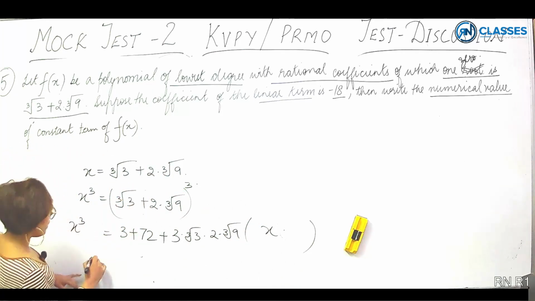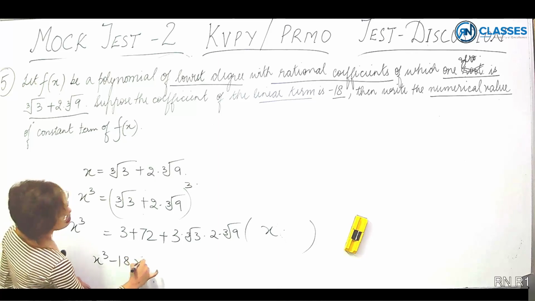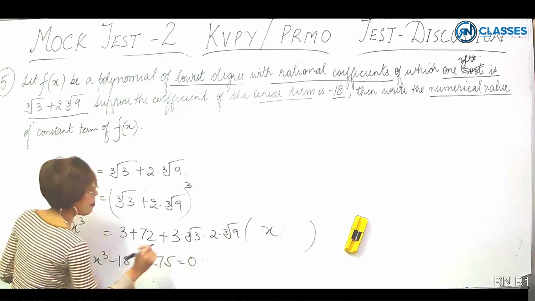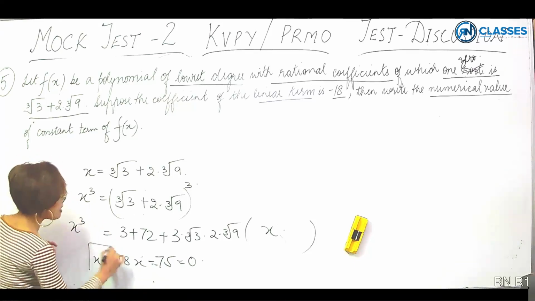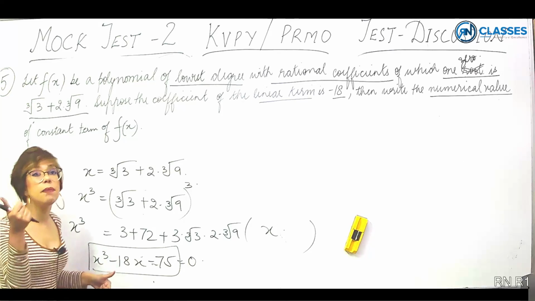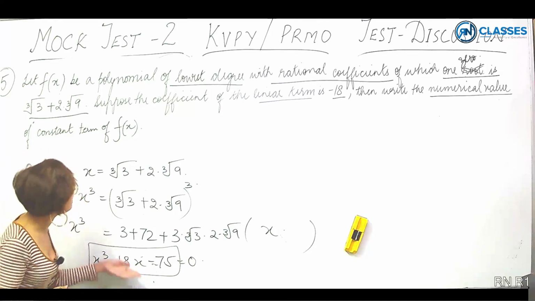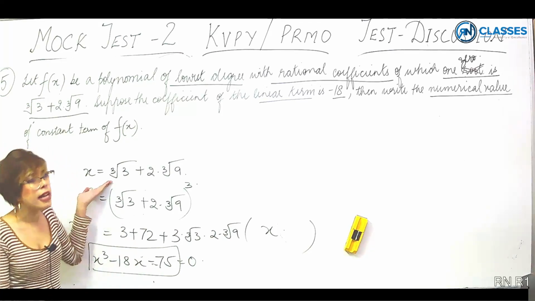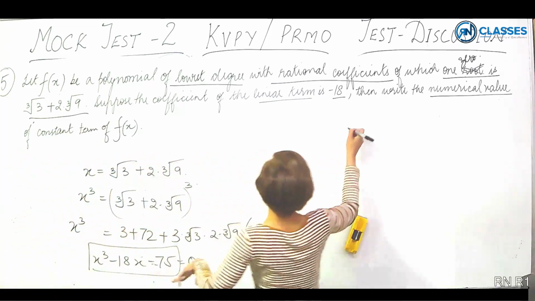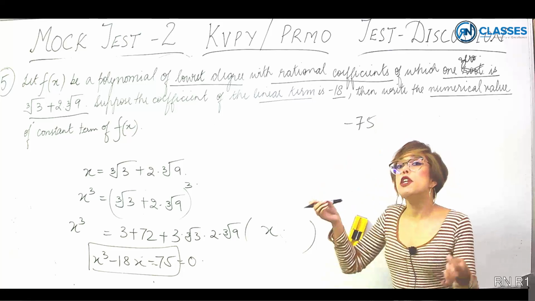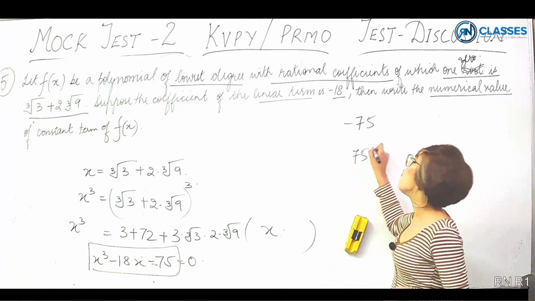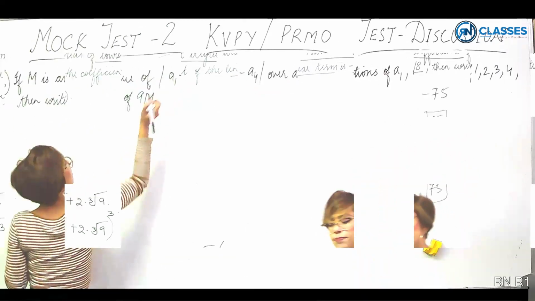If you simplify it, you will get x cube minus 18x plus 7 minus 75, that is equal to 0. Right? The polynomial f of x is this one. x cube minus 18x minus 75. Right? Lowest degree polynomial, rational coefficients, and obviously one of the roots is this. Right? Now he says, write the numerical value of the constant term. Constant term is what? Minus 75. I just want the numerical value, as in the number associated with it, which is 75, which is the answer.